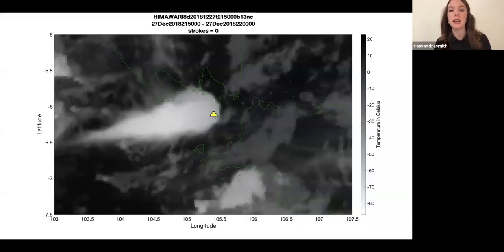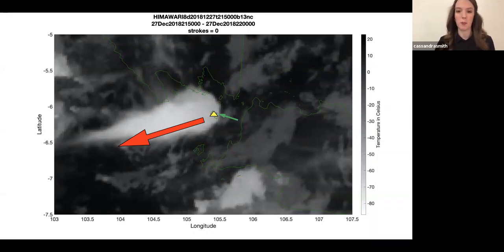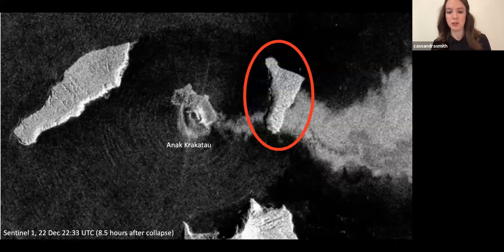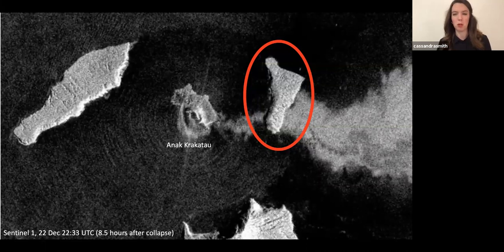So here's satellite imagery from Himawari, the same satellite, of the Krakatau eruption. Anak Krakatau is the yellow triangle. And we can see that the plume is moving predominantly west-southwest. And I'm going to point out that there's a small island to the east of Anak Krakatau. Here we are zoomed in on a Sentinel image of this island. And this is going to play a big role in this analysis and this idea of what might be happening.